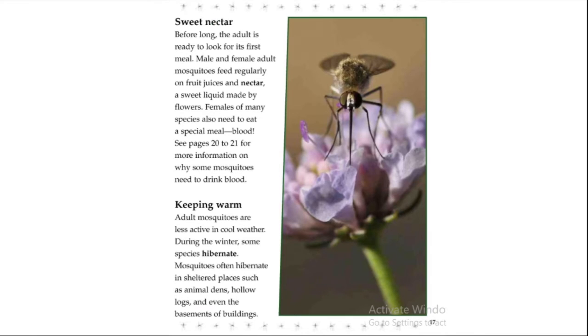Male and female adult mosquitoes feed regularly on fruit juices and nectar, a sweet liquid made by flowers. Females of many species also need to eat a special meal: blood. See pages 20 to 21 for more information on why some mosquitoes need to drink blood.